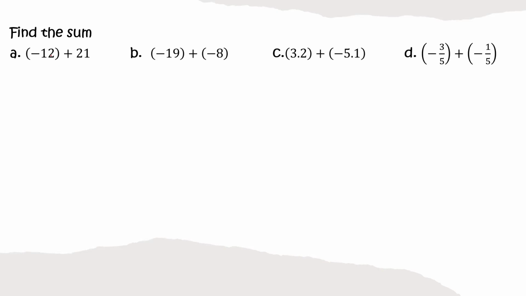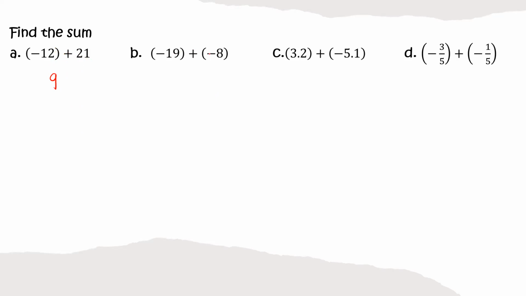So look at this. The signs are opposite. So we know we're going to subtract. But what is higher? My answer is going to be negative or positive? My answer is going to be positive, isn't it? I'm going to do 21 minus 12, right? Everybody agree with that? So 20 minus 12 is 8. So 21 minus 12 is 9. And it's positive because it's the sign of the higher.